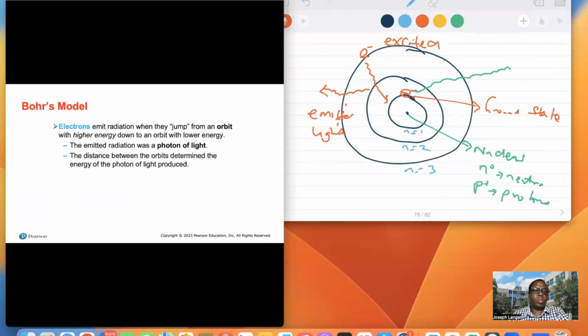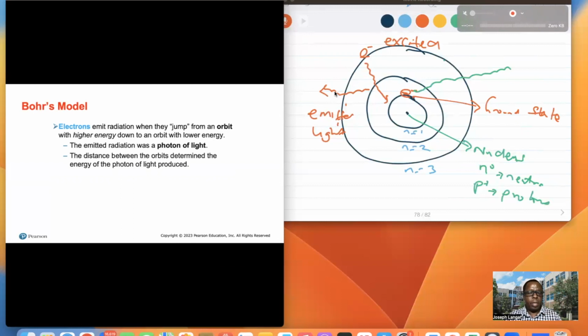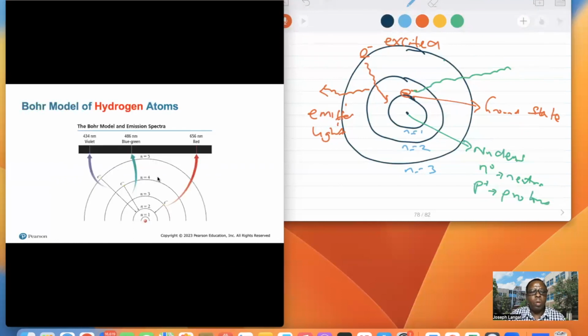So these are the imaginary orbits where the electrons are. Now, electrons emit radiation when they jump from an orbit with a higher energy down to a lower one. If it is dropping down here, they will emit light of characteristic wavelength, and you will see either red or blue, depending on the energy of the photon of light being emitted. The emitted radiation is a photon. The distance between the levels also determines the energy of a photon. So that's how Bohr explained it, all right?